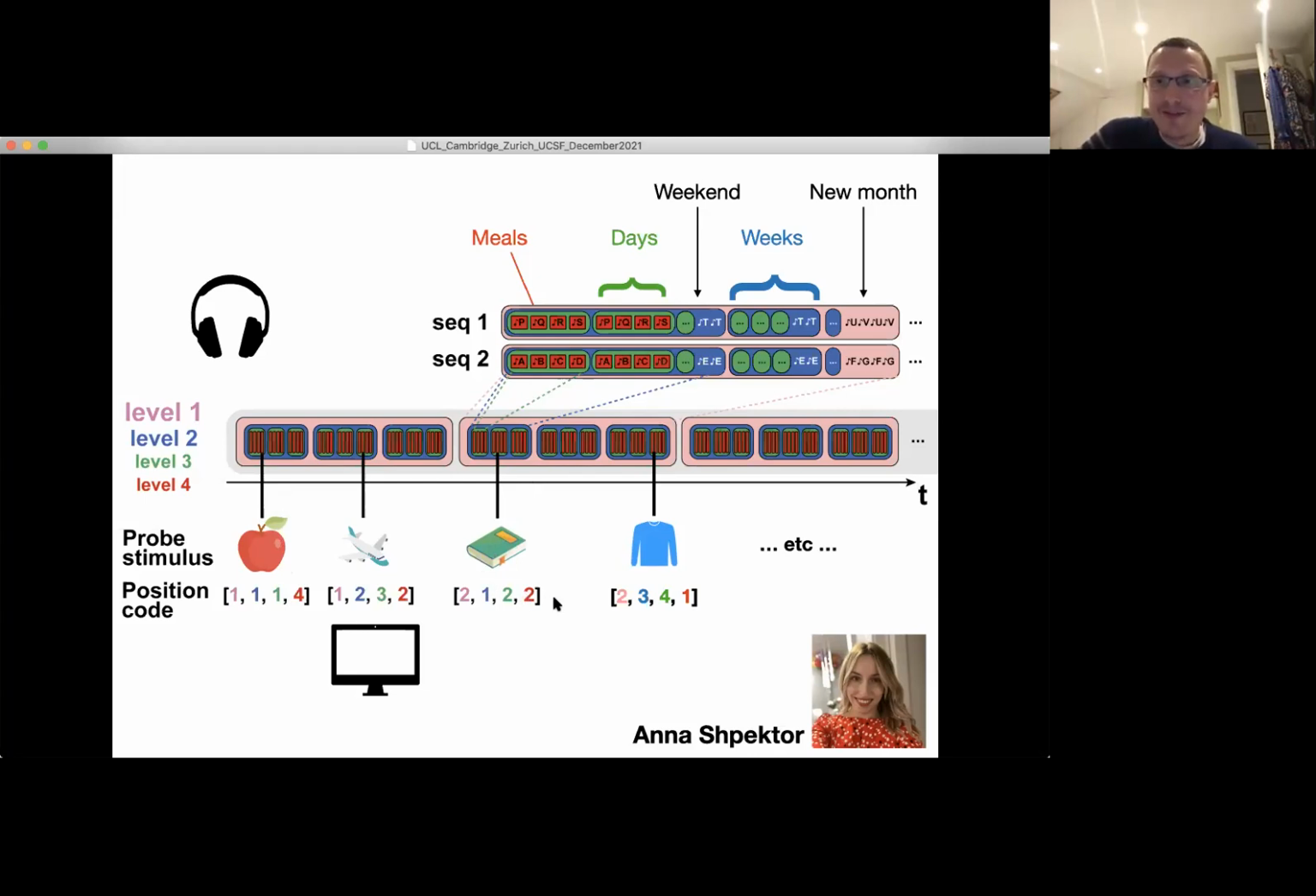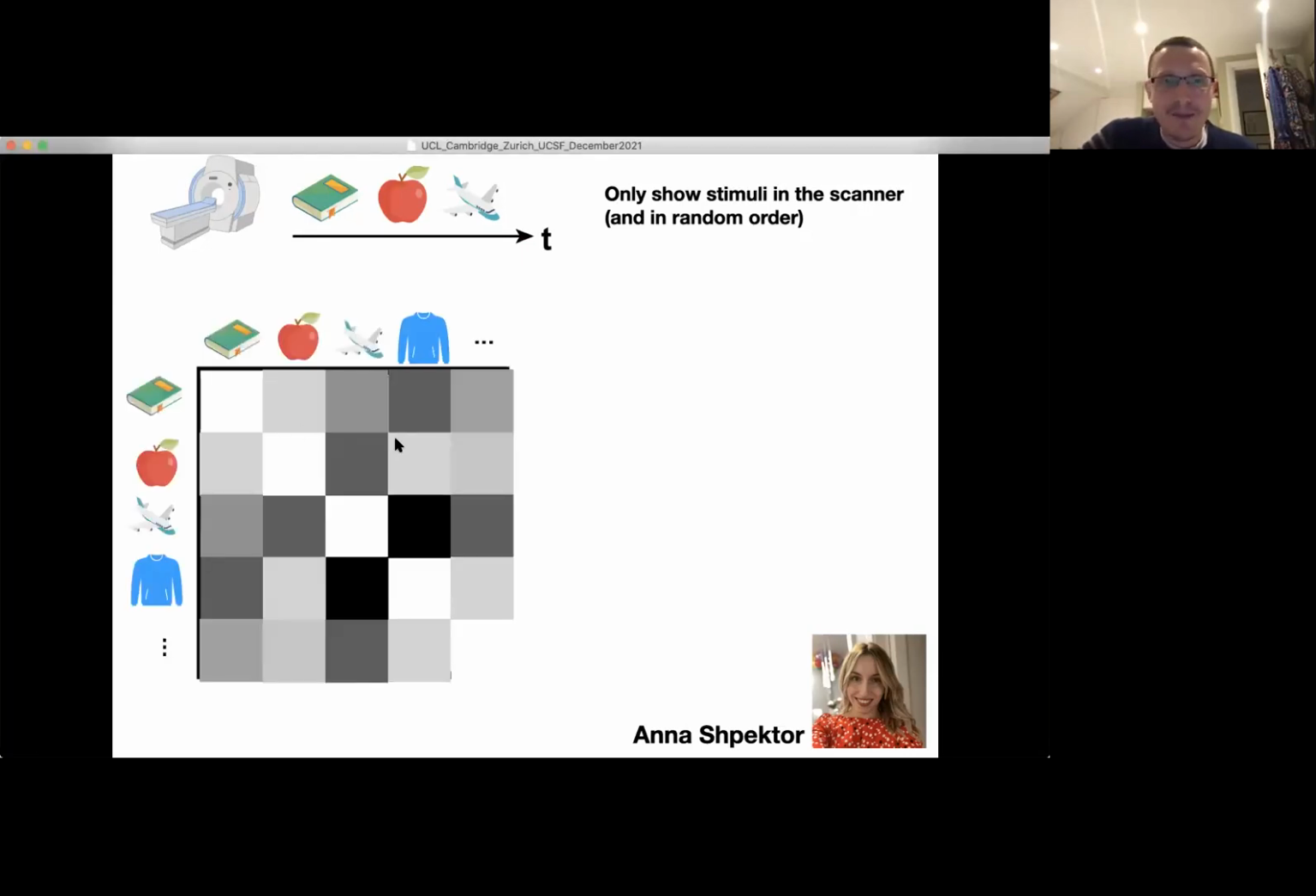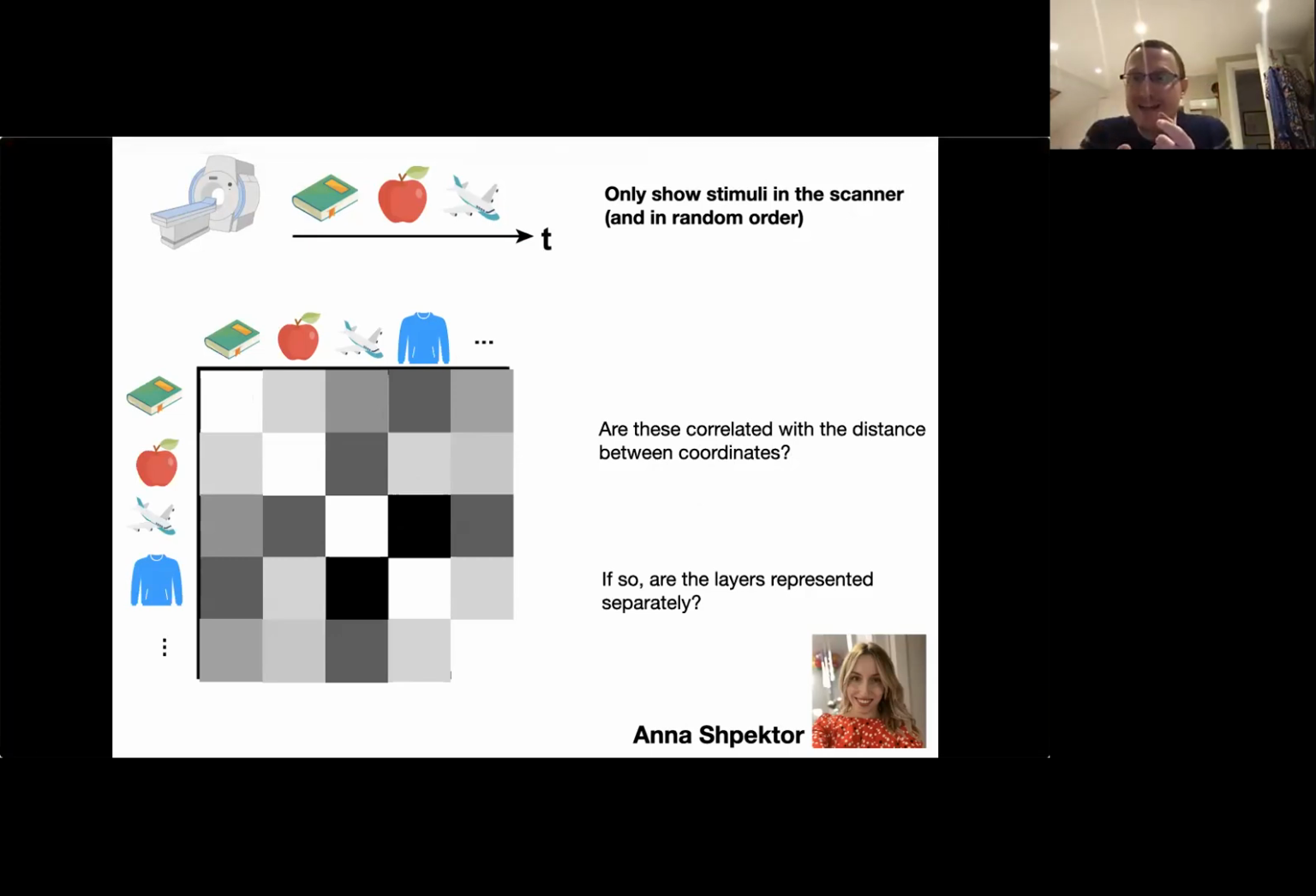Now we've got these tagged images. We're going to lose the auditory sequence completely and take those tagged images into an fMRI scanner and show them in a random order. So all the subject is doing in the scanner is looking at images in a random order, but those images have these tags on them. We're asking, if I look at the neural similarity between these images, can I see some representation of those coordinates? Are the distances between these images correlated with the distances between the coordinates? And if so, are those layers represented separately, just like the grid layers in the entorhinal cortex of a mouse? That's the game, and here's the data.